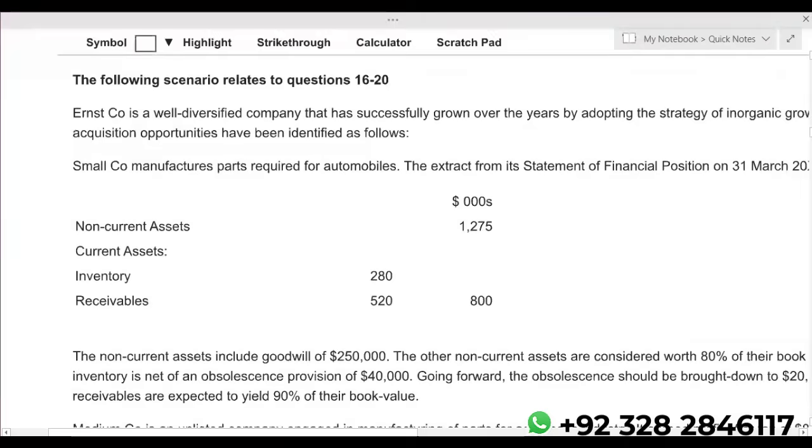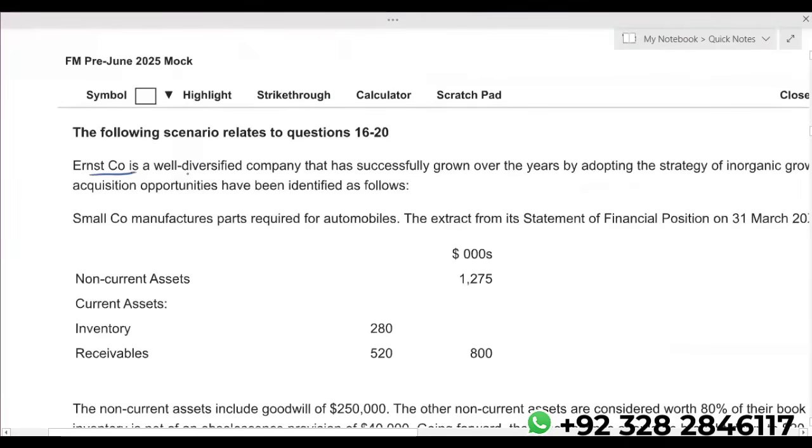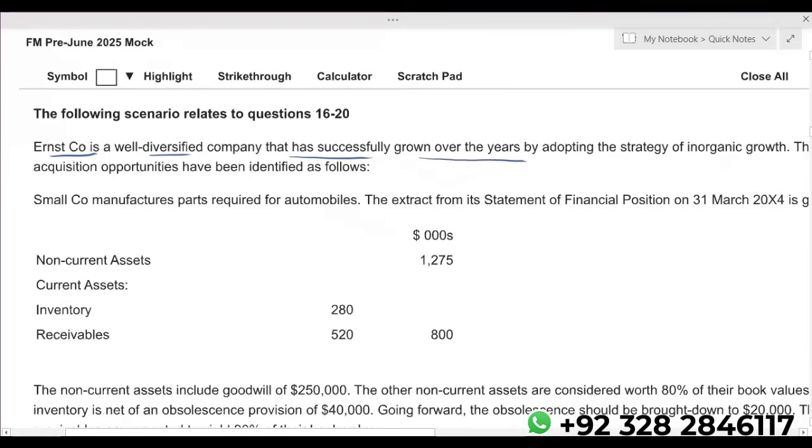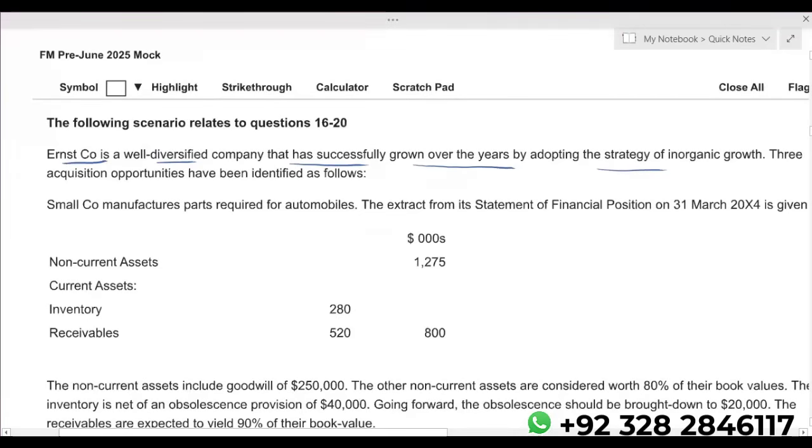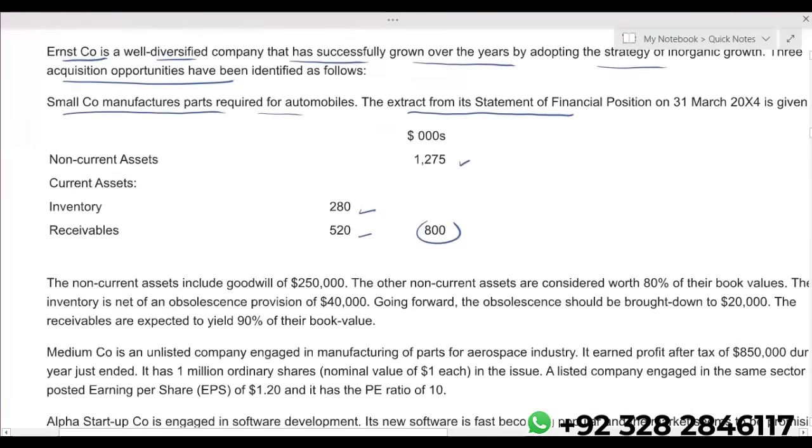Let's apply this. Ernst company is a well-diversified company that has successfully grown over the years by adopting the strategy of inorganic growth, means buying companies. Three acquisition opportunities have been identified. Small manufacturing company, parts required for automobiles. The extract from the statement of financial position, December X4, is given. Non-current assets 1275, inventory 280, receivables 520. If I add, I'll get 800. It is basically 280 plus 520 gives you 800.